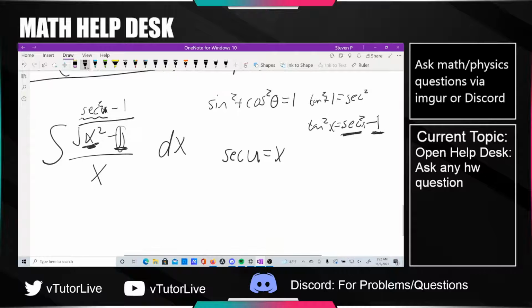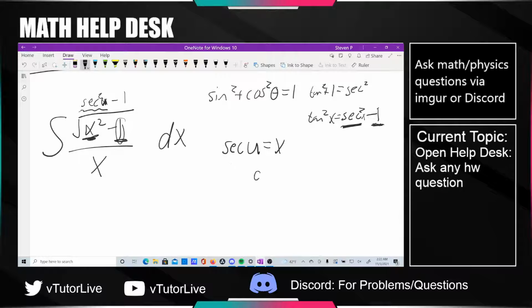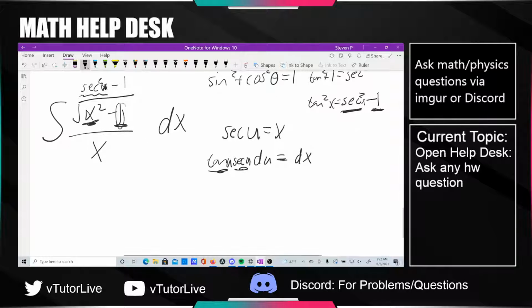So what's the derivative of secant? Tan secant. Tan secant? Is that what you said? Yeah, that's right. Unfortunately, this is just something you've got to memorize and know down cold. So this is tan secant.